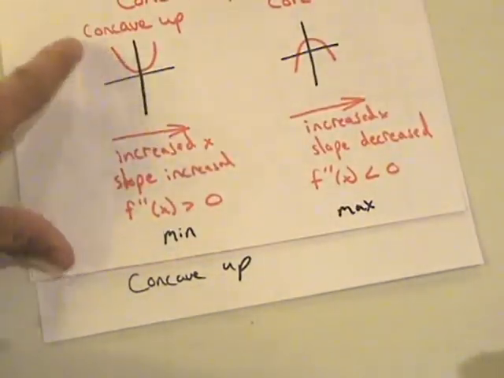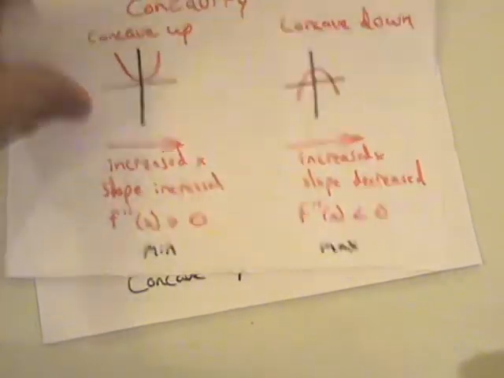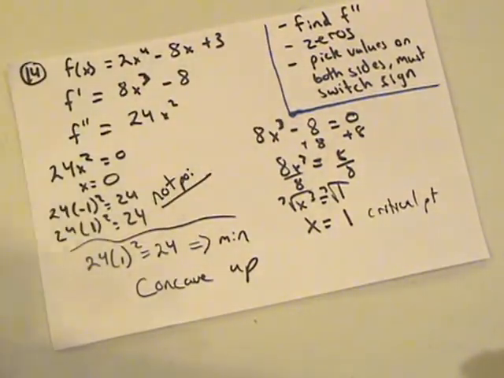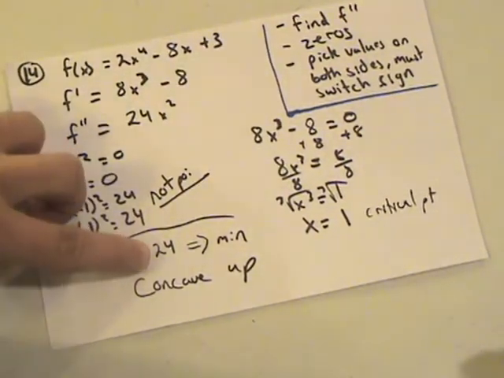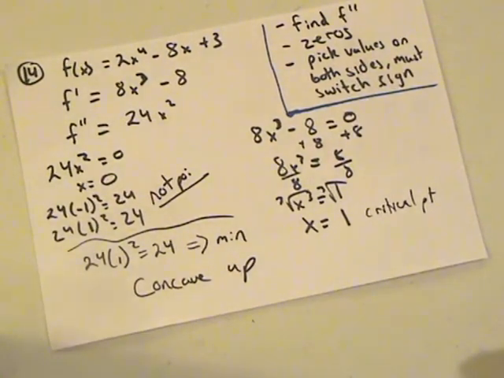If it's a minimum, it's concave up. If it's concave down, it's a maximum. So we plug 1 into the second derivative, and we get a positive number, which means it's greater than 0, and it's a minimum, so it's concave up.